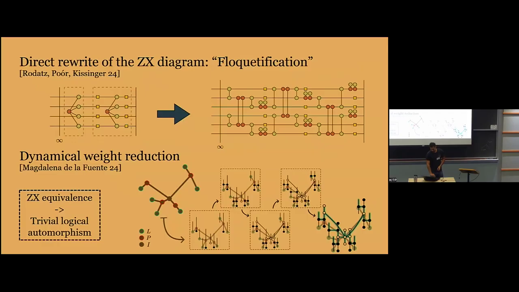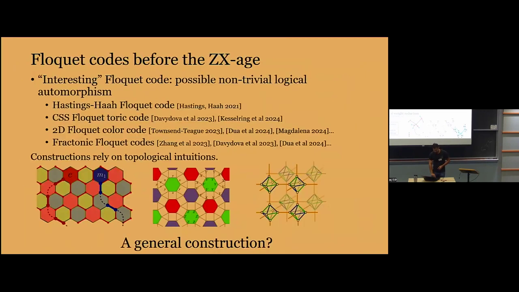But in the kind of setting that I'm interested in, especially Floquet codes, I might be interested in non-trivial logical automorphisms. So the logical state evolves after, like, one period of your measurements, for example. So we might want a recipe that also outputs these non-trivial automorphism codes. And that's how the Floquet codes were written down, like the non-trivial automorphism codes before the ZX age were written down. Some of them had interesting non-trivial logical automorphisms. I write some examples here.